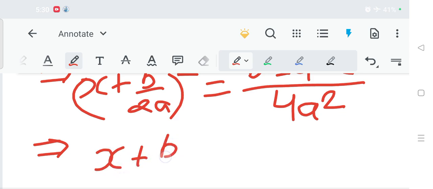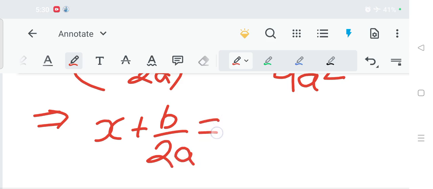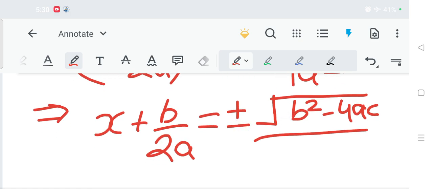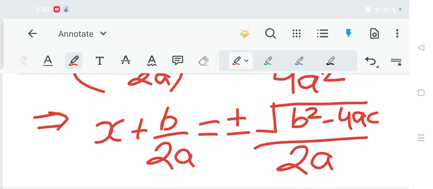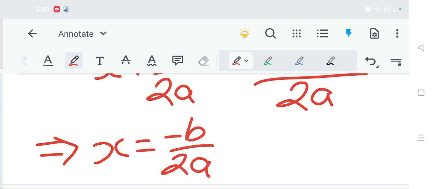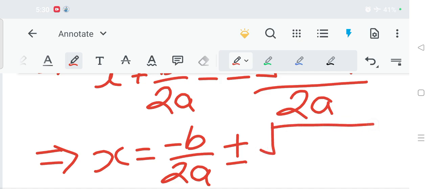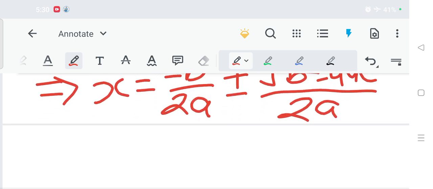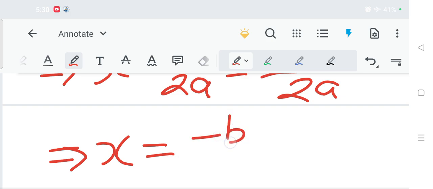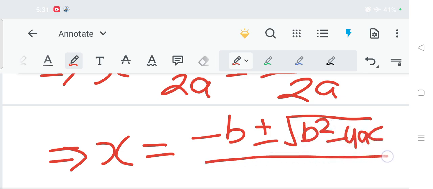of both sides, you will get x + b/2a equals plus or minus root over b² - 4ac, divided by 2a, because the square root of 4a² will be 2a. So the value of our x will be -b/2a plus or minus root over b² - 4ac divided by 2a. If we take the LCM of both expressions, we will get -b plus or minus root over b² - 4ac divided by 2a.